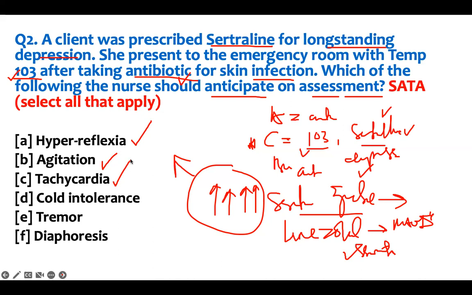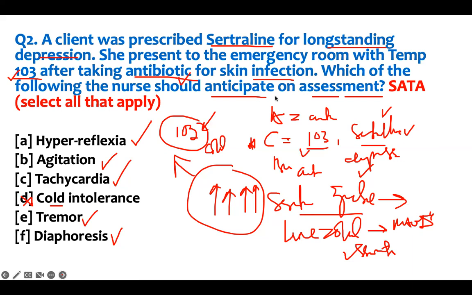These people, your temperature is already 103. Do you think this patient would like any more heat? No, they would like to be cold so that they can cool down. So the patient will rather love cold. So cold intolerance is the wrong answer. Tremor, sounds like something is going up. Sweaty, something is going up. So this is what you expect in serotonin syndrome. Everything goes up. So hyperreflexia, agitation, tachycardia, tremor, and diaphoresis are our symptoms.